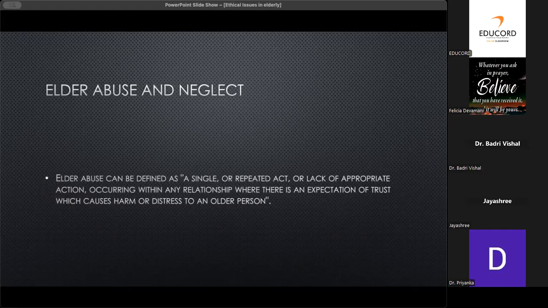Before beginning with elder abuse and neglect, a few more things can be a violation of the patient's rights, which is fraud, which usually quacks are subjected to doing. They usually do a fraud by telling them non-existent things which are not present in the patient actually, but they shell out money from them, and then they ghost them.